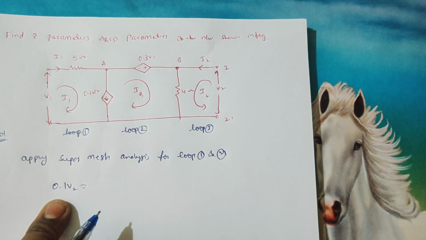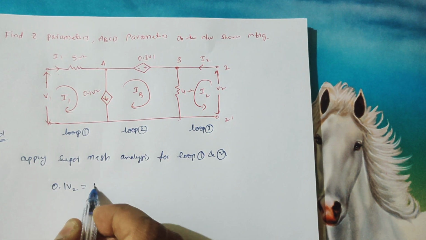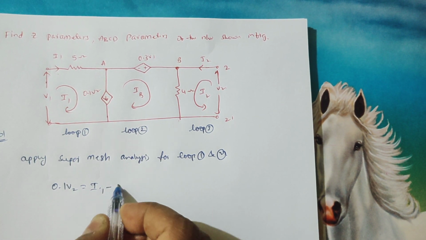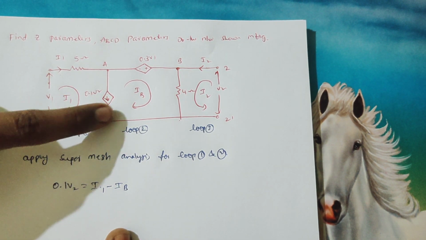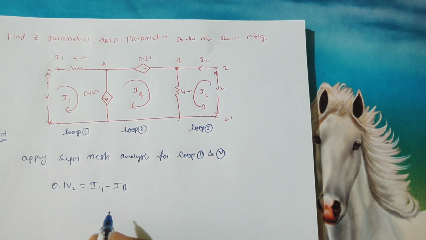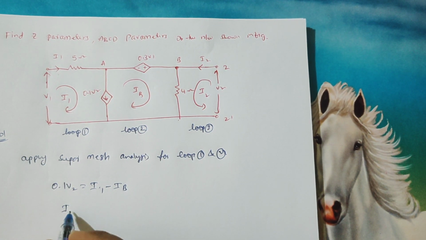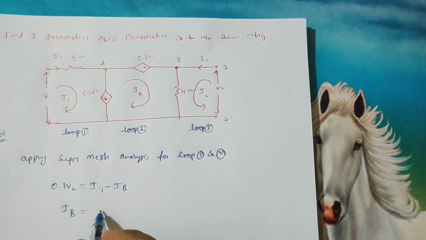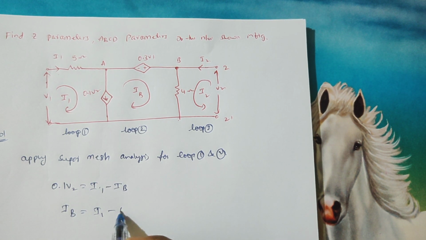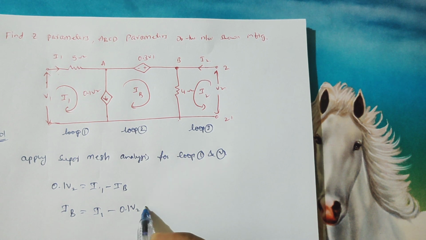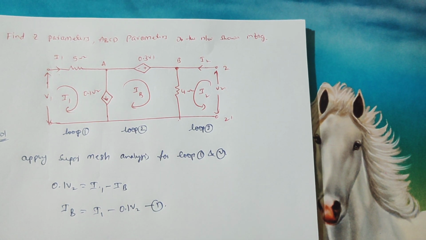So here 0.1 V2, that current source, is equal to I1 minus IB, because here I1 is your entering current, here IB is your exit current. So therefore from here I am writing IB is equal to I1 minus 0.1 V2. Make it as equation number 1.